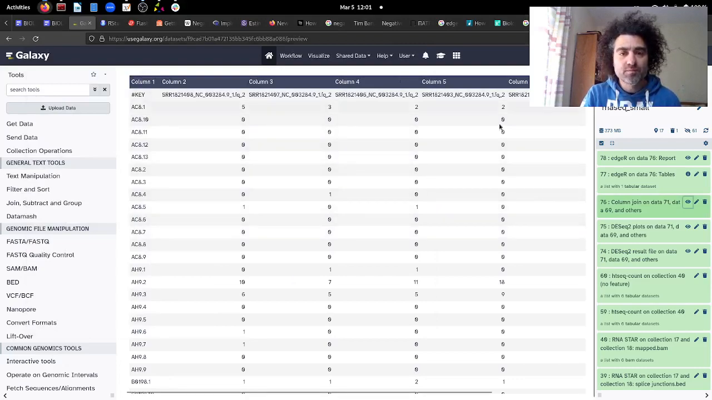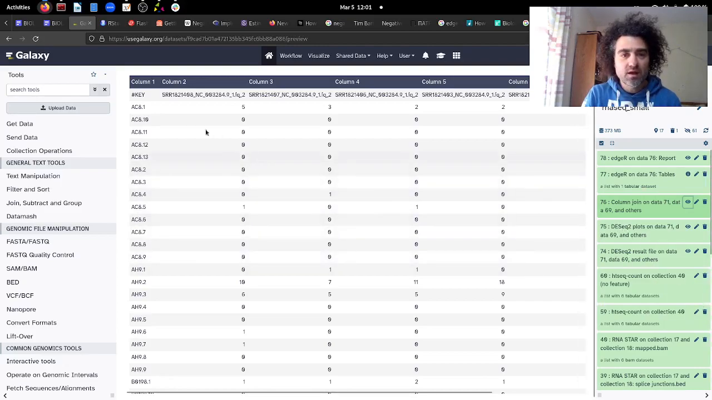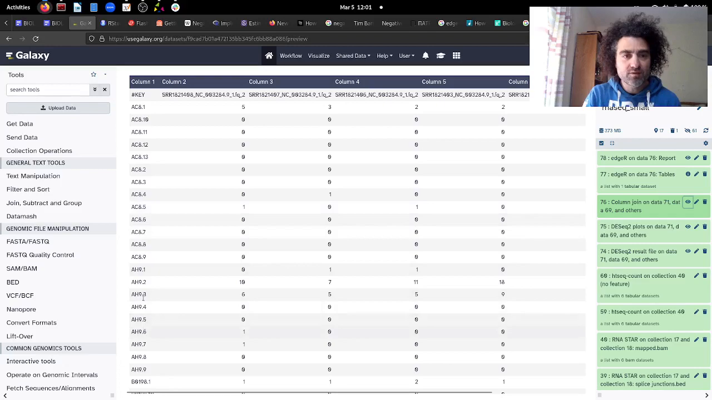Now if we go to Galaxy, where we have done our mapping and we have used HTSeq to count things, here I have used the function column join in order to create this table of results, where on the rows I have the genes, the gene names, and on the columns I have the 6 individuals from which I got measurements, I got expression values. So this number here, for example, represents the number of reads that I got from the first individual for this gene.